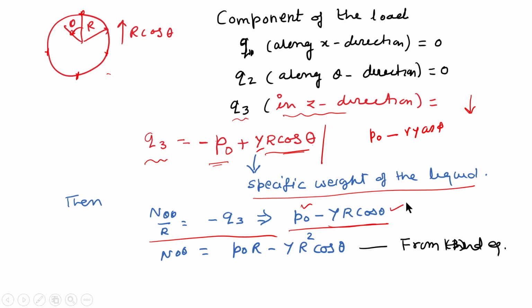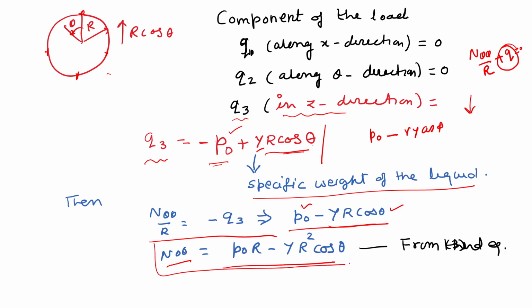So, depending upon the initial assumptions, in the third equation n theta theta by r, some are putting q as 0 or some are putting plus, because of the surface normal there is a slight change. So, from here n theta theta can be found. It is varying. The circumferential stress resultant will be P naught into r minus gamma r square cos theta.